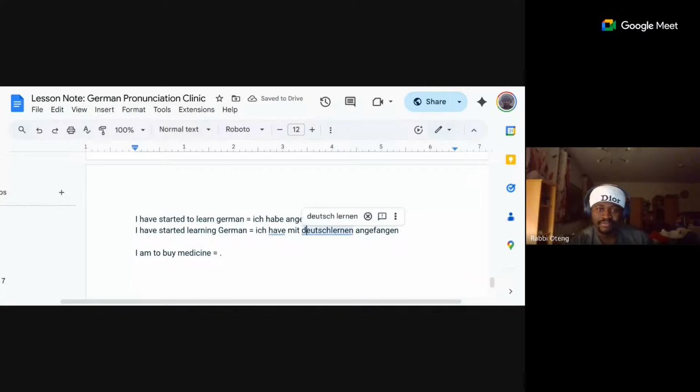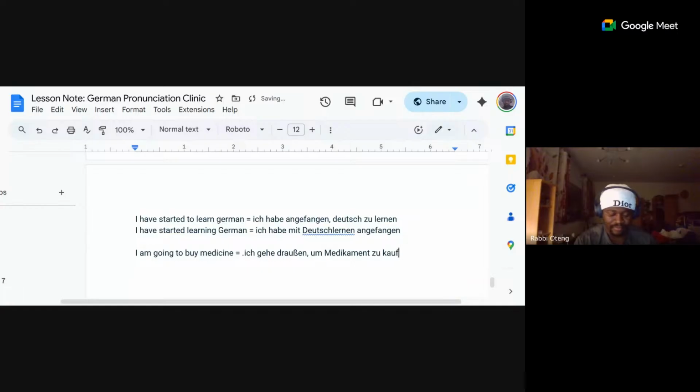So in this sentence, "I am going now, I'm going to buy medicine," the medicine is for buying. Ich gehe draußen. I'm going outside. This one will be "in order to," okay? The focus is still on the medicine, Medikament, singular. Klar? Yeah.